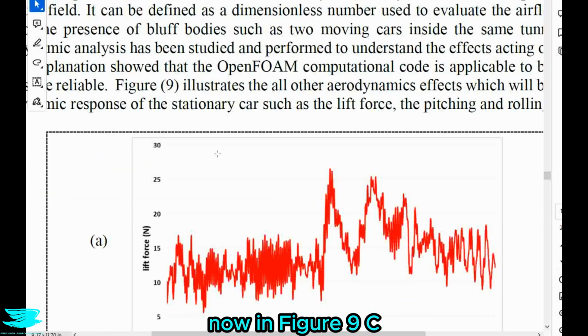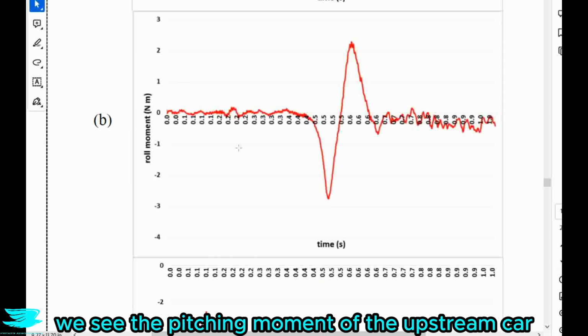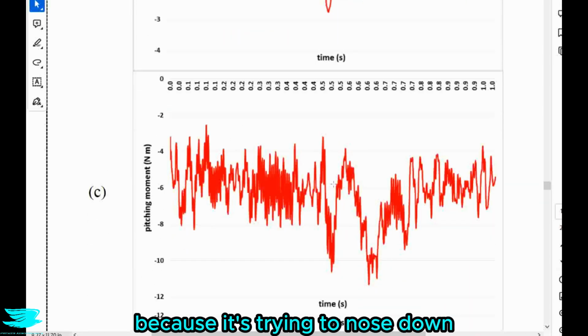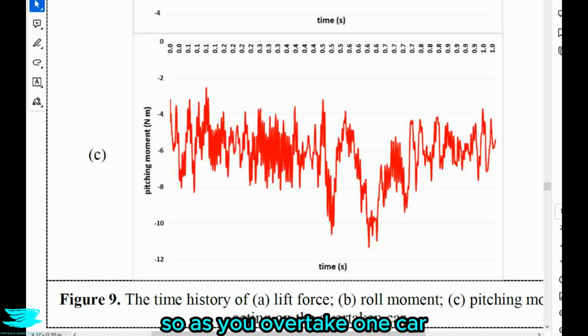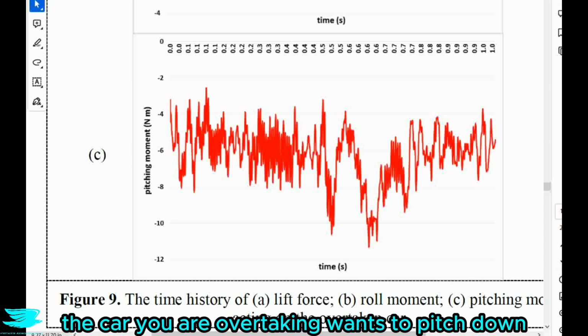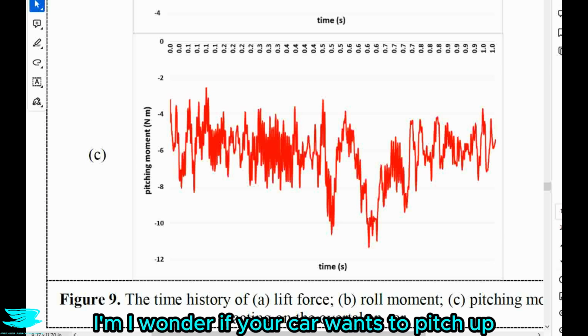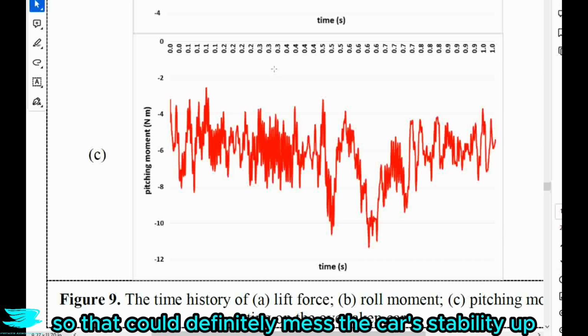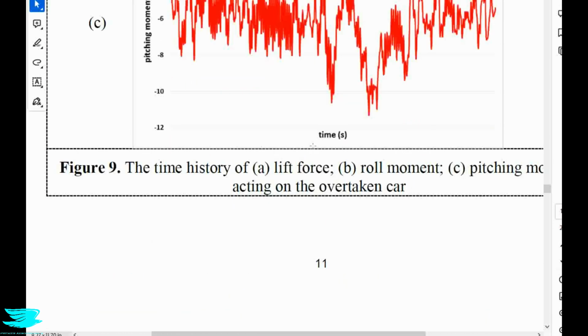Now, in figure 9c, we see the pitching moment of the upstream car while it's being overtaken. And this is pretty funny because it's trying to nose down. So as you overtake one car, the car you're overtaking wants to pitch down in terms of its nose. I wonder if your car would want to pitch up. I'm not too sure. They don't put this information here, but that's quite interesting. So that could definitely mess the car stability up.